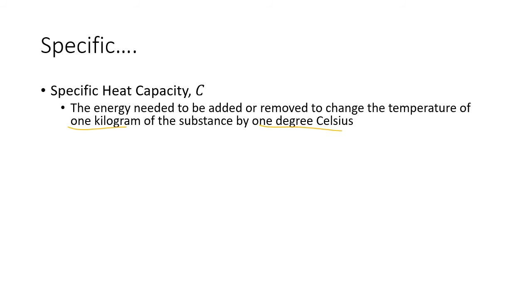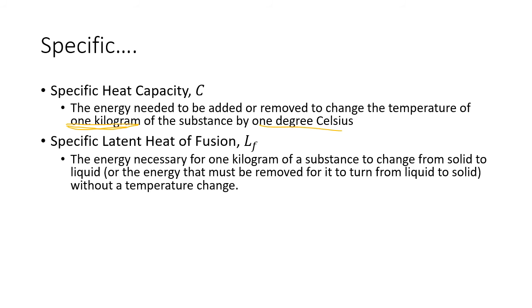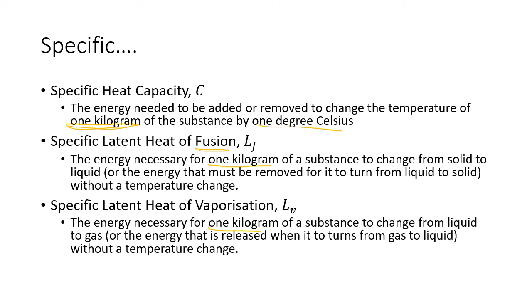Heat capacity is the energy needed to change something by 1 degree C. We haven't specified the mass. The specific heat capacity, we specify the mass, 1 kilogram. And then the specific latent heat is the energy necessary for 1 kilogram to change from solid to liquid. This is the one of fusion, so it's solid to liquid. If we do the one for vaporization, it's 1 kilogram from liquid to gas, liquid to vapor. Don't say 1 kilogram, don't get the marks.